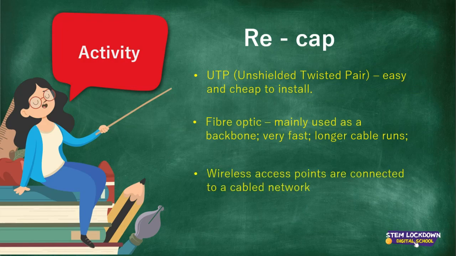Wireless access points are connected to a cable network. That is like your Wi-Fi router has to be connected first to a cable network, then it can now broadcast the radio waves, right?